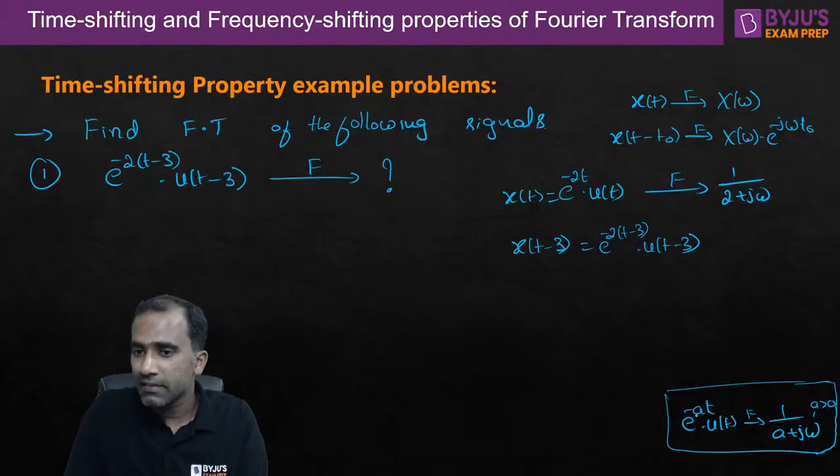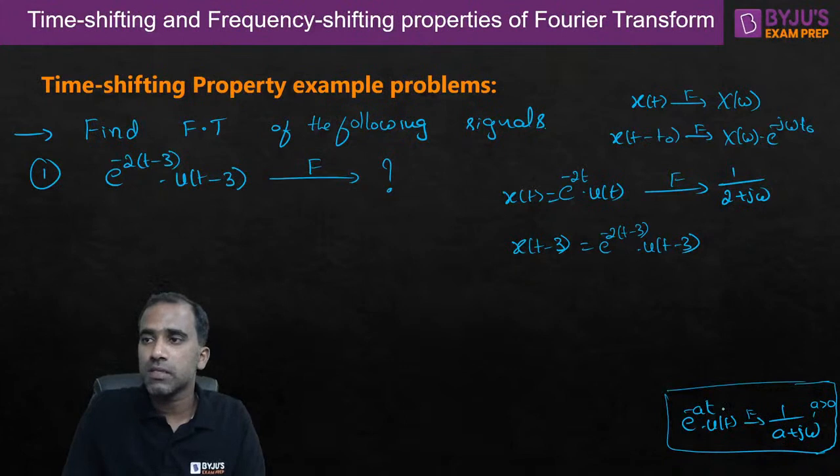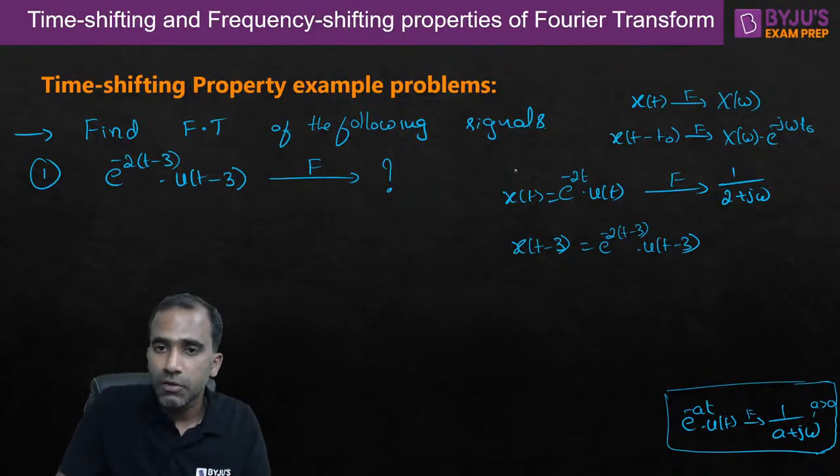So if a is negative here, then this is an exponentially increasing signal. It becomes a neither energy nor power signal, and hence the Fourier transform will not exist if a is negative. Fine. So we know the Fourier transform of this.